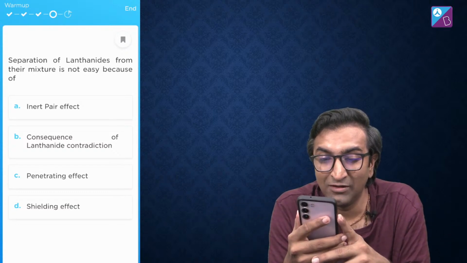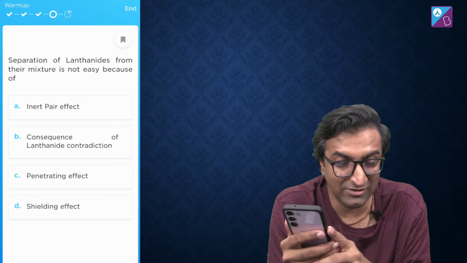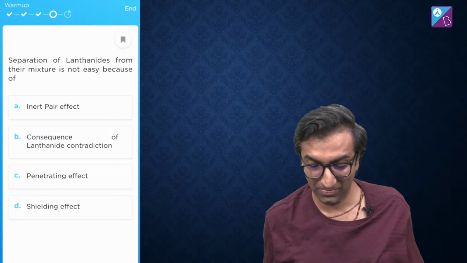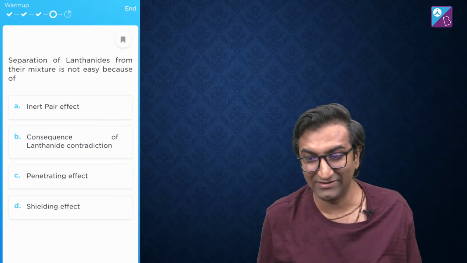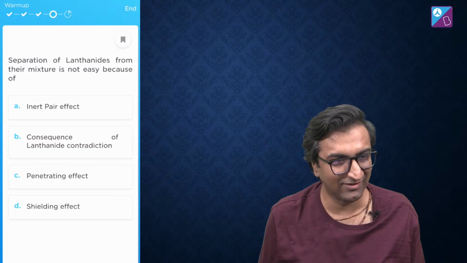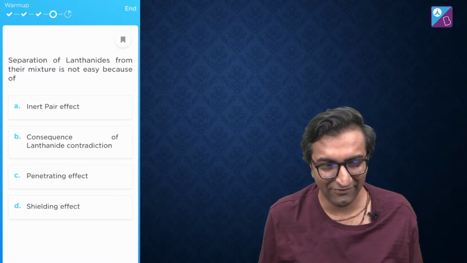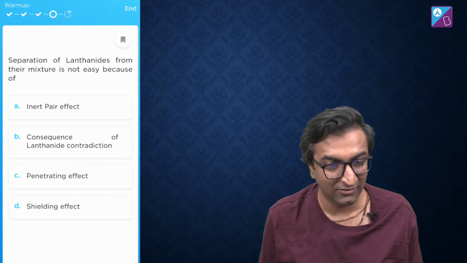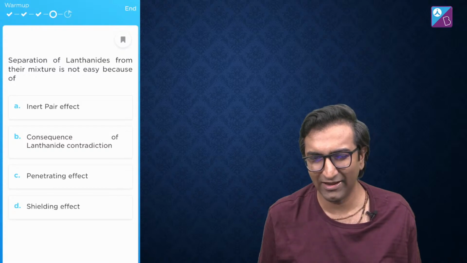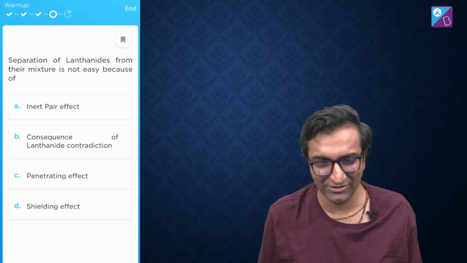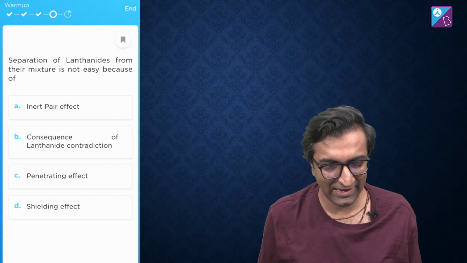Separation of lanthanides from their mixture is not easy. अरे देखो, now questions are getting hard. Aryan, yes, you are right too. Separation of lanthanides from the mixture is not easy because of what? Have you heard of these things? ये आपने सब सुना है? Inert pair effect, consequence of lanthanide contraction, penetrating effect, shielding effect. Like what? How do you solve this question? Do you know the answer to this? ये आपने कहीं पे देखा है लाइफ में?